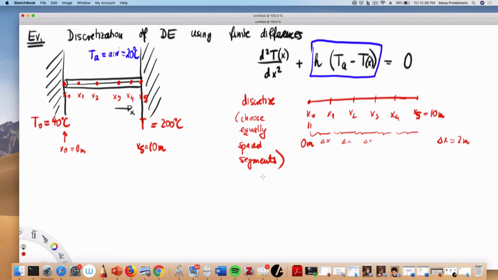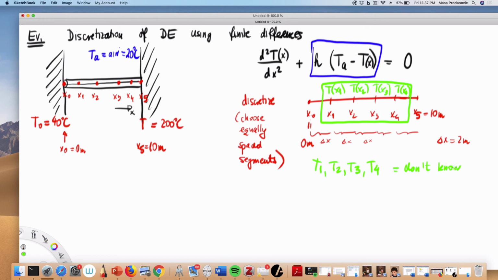Now what I don't know, my T of x, will be T of x. I do know my T of x0. What is my T of x0? It's 40. It's my boundary condition. So what I don't know is this here: T of x1, T of x2, T of x3, T of x4. I'm going to refer to them as T1, T2, T3, T4 for simplicity. This is what I don't know. So these are my variables for this problem, and my numerical solution will simply consist of finding T1, T2, T3, T4.